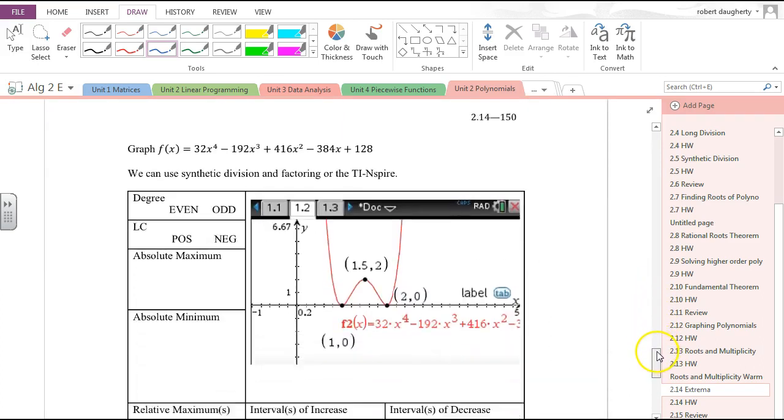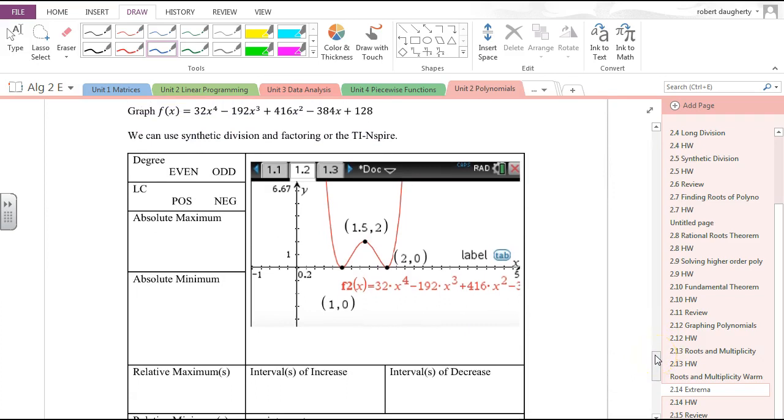Okay. This is the kind of problem you're going to see on Thursday, last 20 minutes of class when we do the TI Inspire. So, look at this problem. Would you love to use synthetic division on this problem? Why not? What are the possible rational roots? Factors of 128 over factors of 32. Does that look harder than the ones I've given you? Yeah. So this is why we're bringing out the TI Inspire for this one.